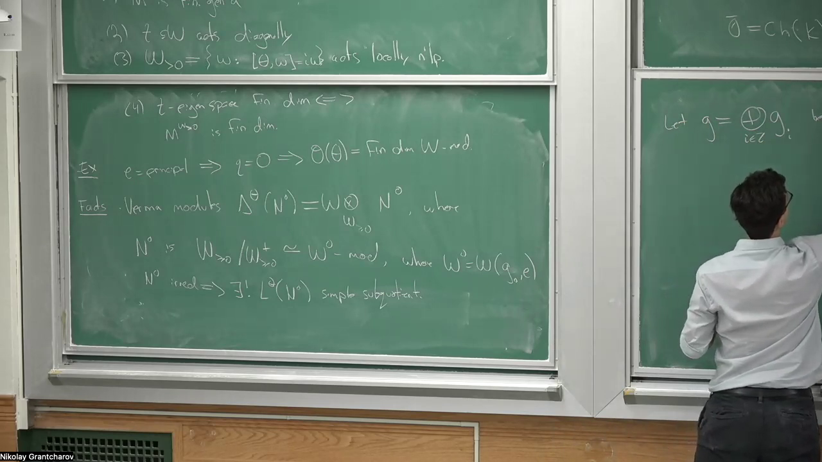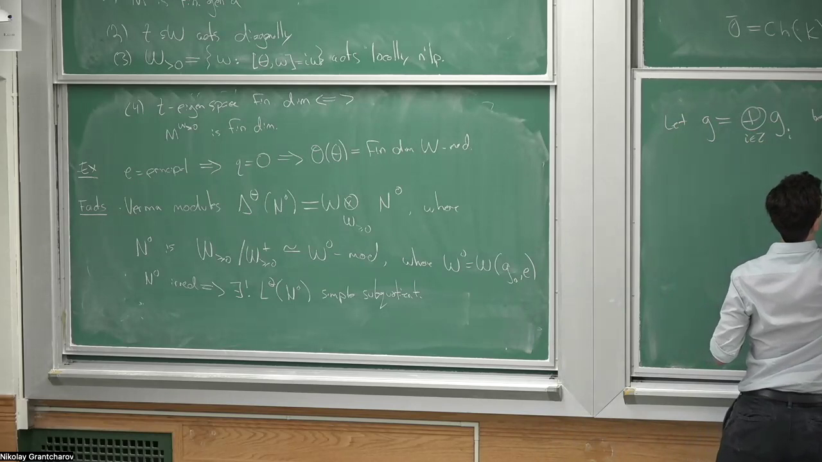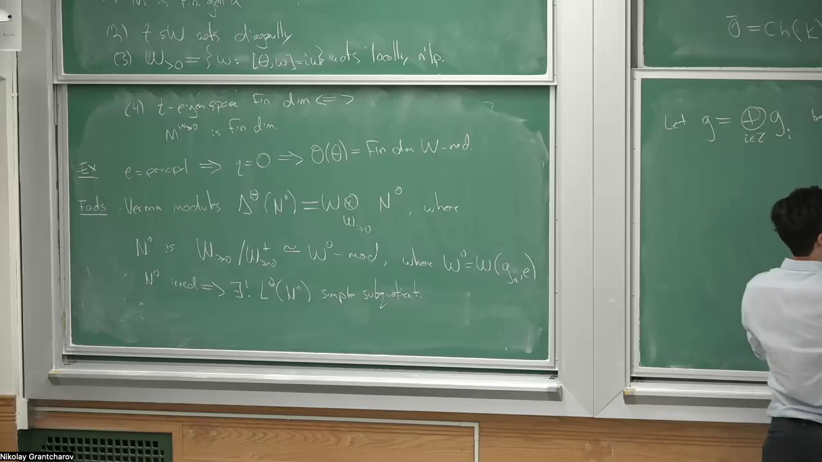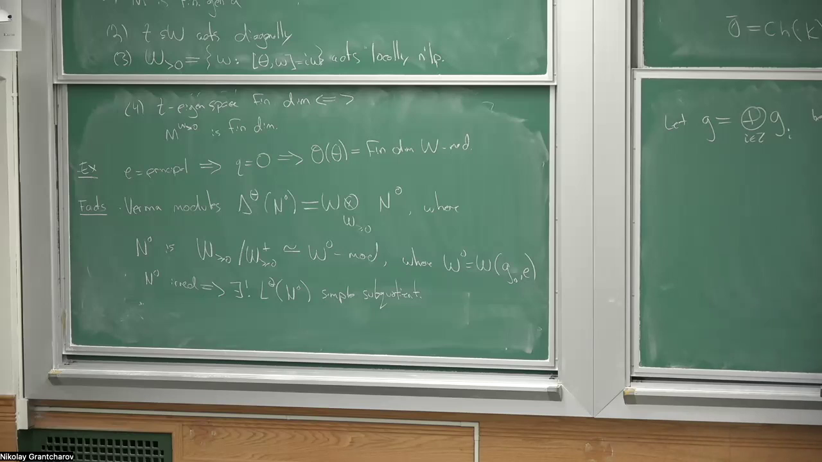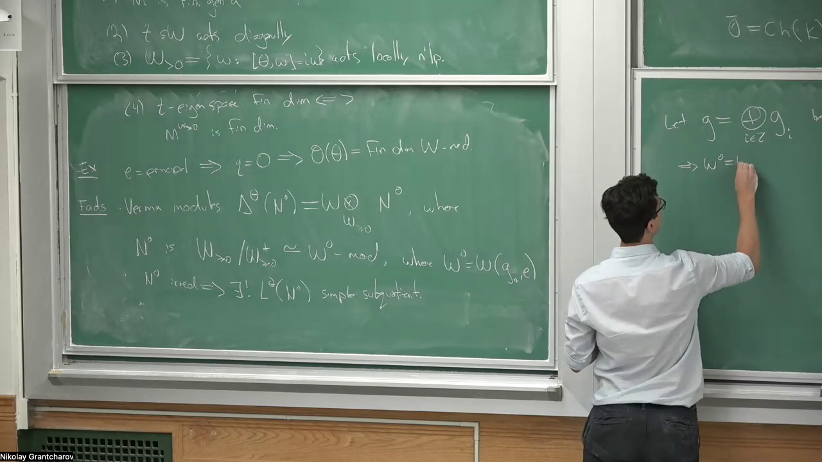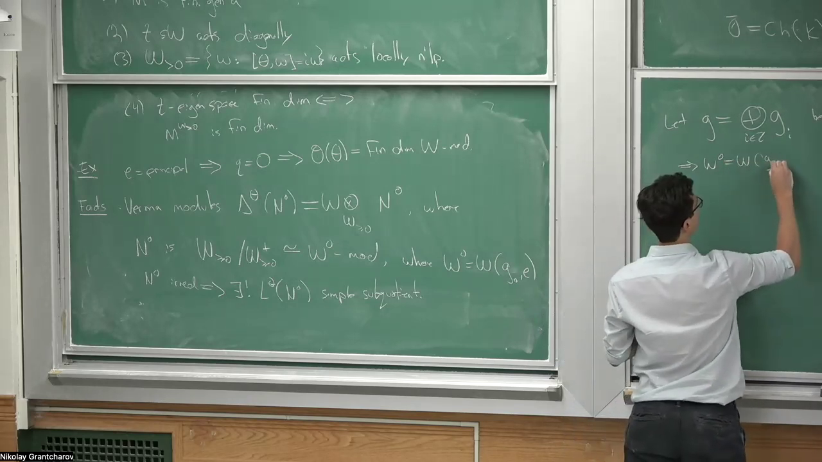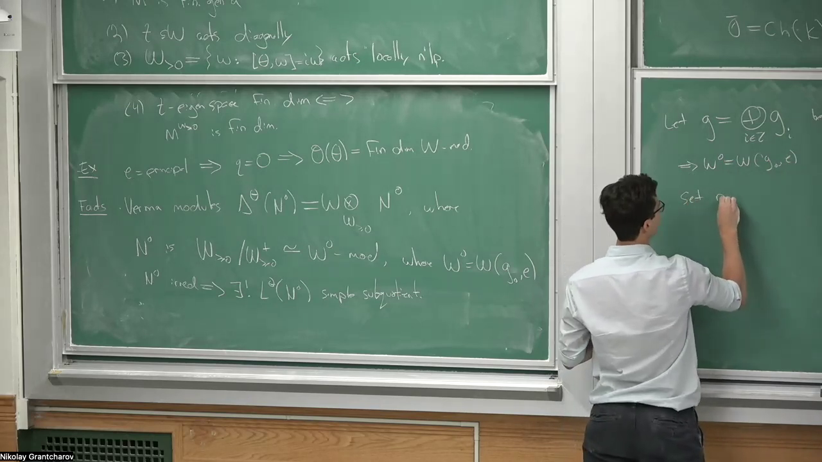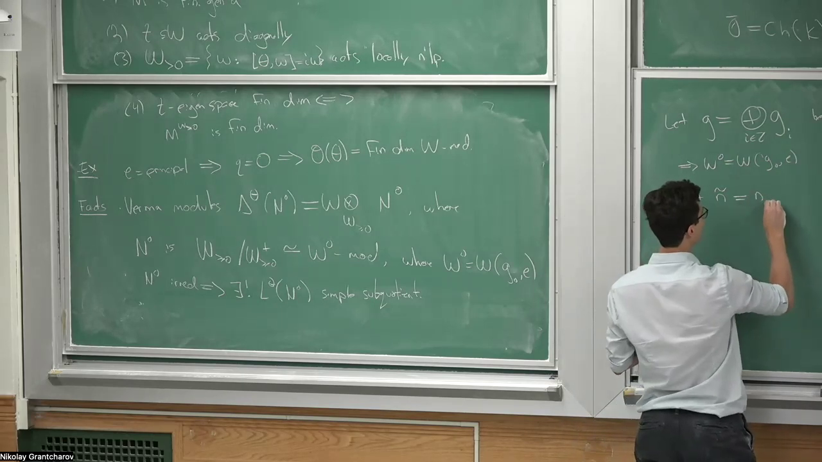Add theta eigenspace. L is the zero eigenspace, and then form n0 inside G0. Then this gives you W0. And then set. So everything's completely analogous, but just for completeness, I'll write it down.